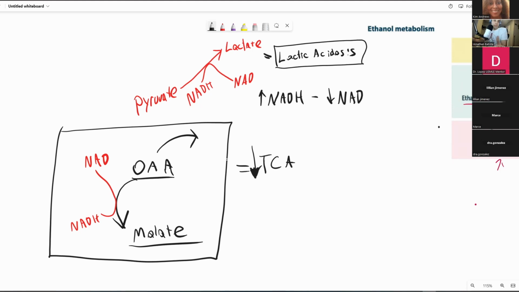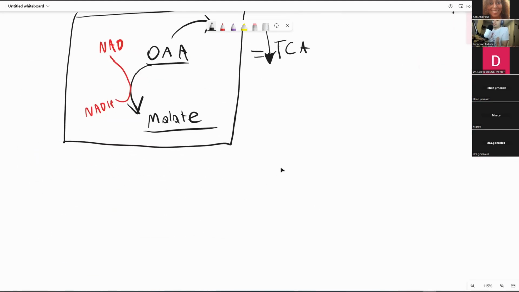So could you explain again? Yes, definitely. So on the TCA cycle, we have oxaloacetate coming to citrate, isocitrate, alpha ketoglutarate, right? Basically, this is what's naturally happening in the TCA cycle. But when you have a disbalance, when you have way too much NADH in comparison to NAD, your oxaloacetate tries to help you.